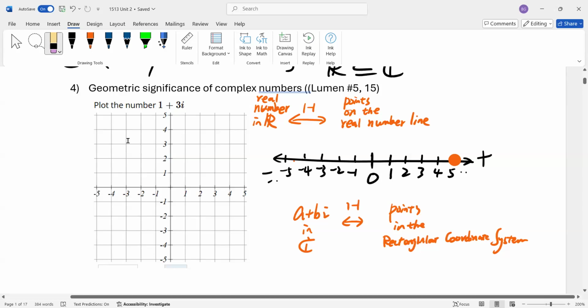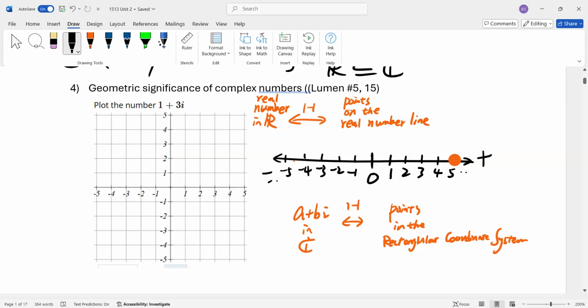And for example, the complex number 1 plus 3i. How do we find the point in the rectangular coordinate system that represents the complex number? So firstly, we need to identify the real part and the imaginary part. 1 plus 3i has a real part 1, imaginary part 3. And you put them together, use a comma to separate the two parts, and use a parenthesis to frame, and we get a point in a rectangular coordinate system, right?